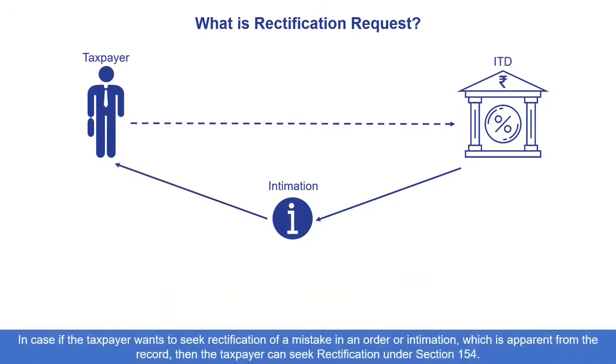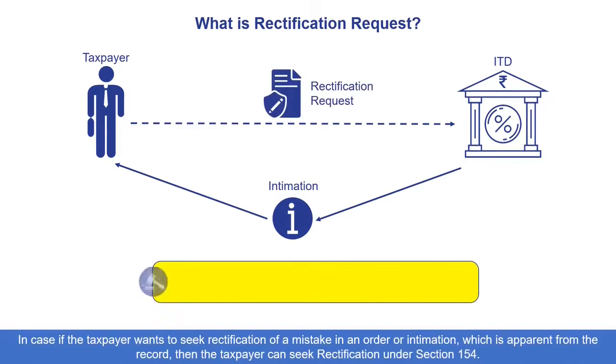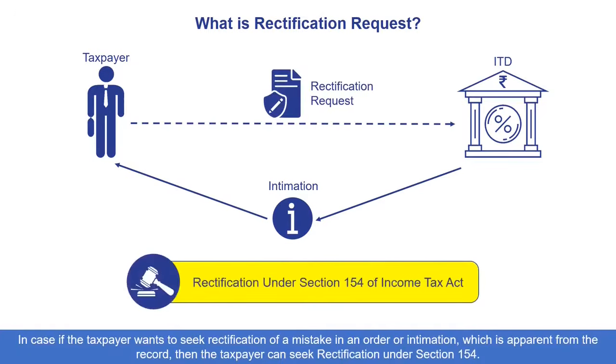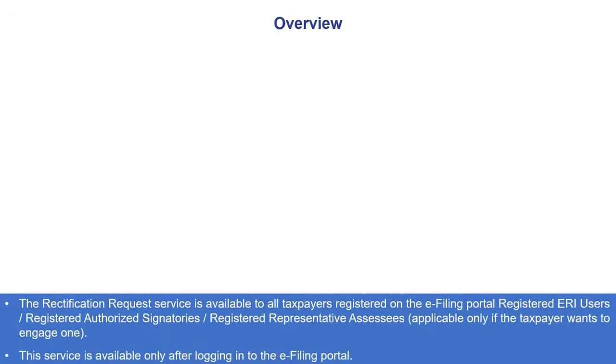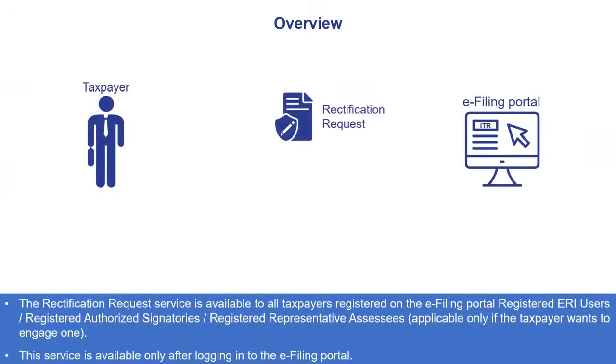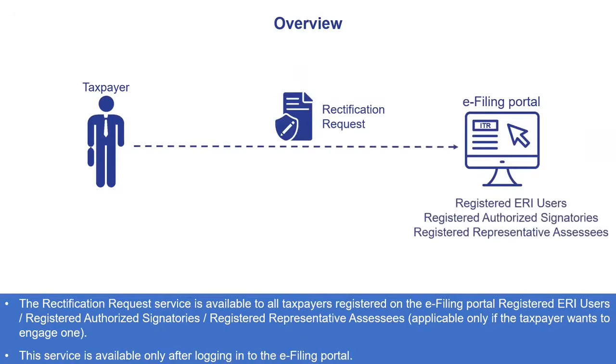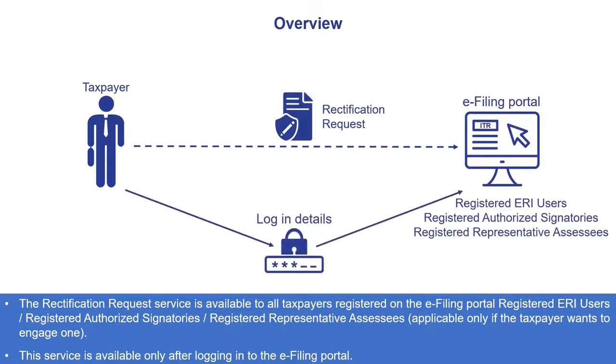In case, on receiving the intimation, the taxpayer finds that there is an error on the face of the record, then the taxpayer can seek rectification of a mistake in such an order or intimation. This rectification can be filed under Section 154 of the Income Tax Act. The rectification request service is available to all taxpayers registered on the e-filing portal, registered ERI users, registered authorized signatories, or registered representative assessees if the taxpayer wants to engage one. The service is available only after logging in to the e-filing portal.